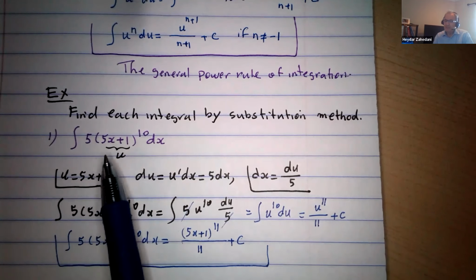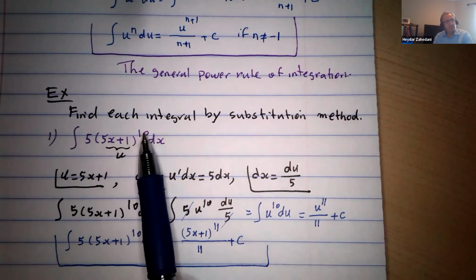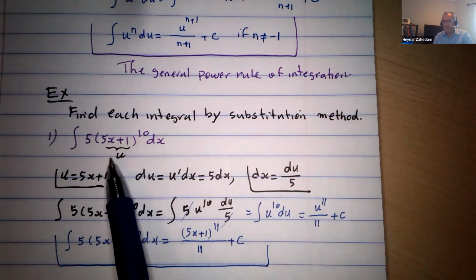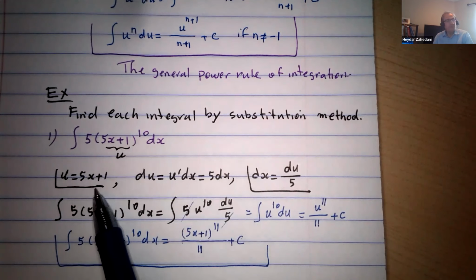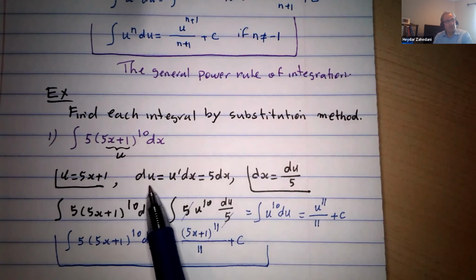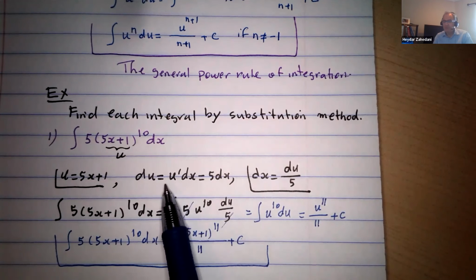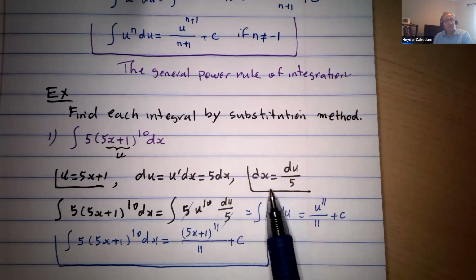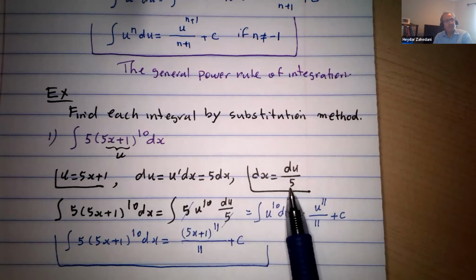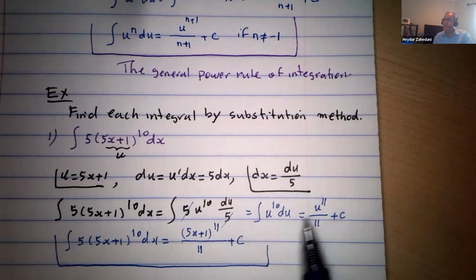So here you get u to the 10, so you have to change it to u to the 10 du. We take u to be 5x plus 1, so you find du. Du is u prime dx, and u prime would be 5. So you find dx, which is du over 5. Okay, so you go back and substitute. You must arrive at u to the 10 du, and then the action of integration gives u to the 11 over 11 plus c, and you're done.